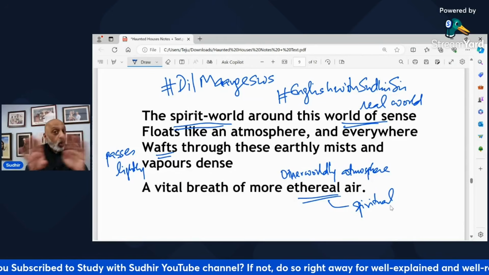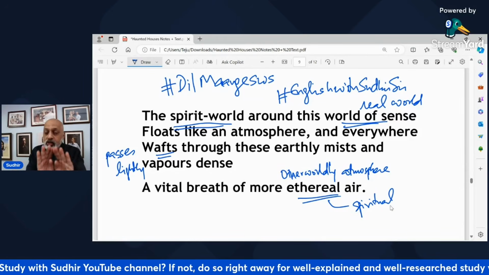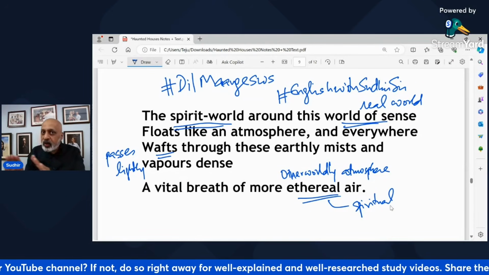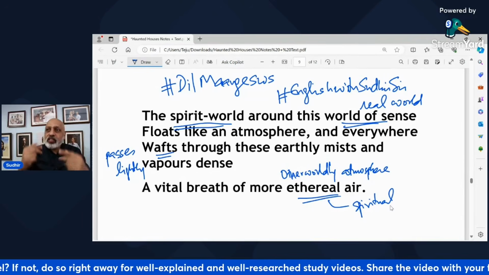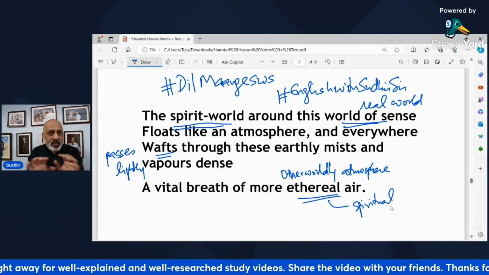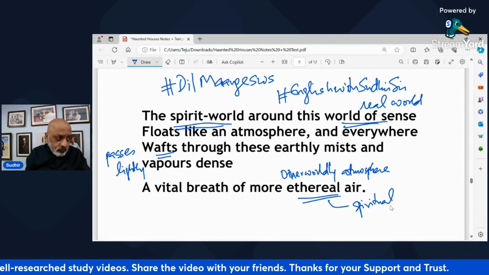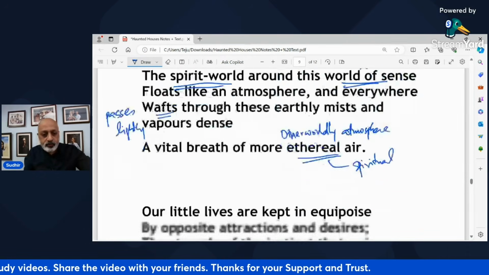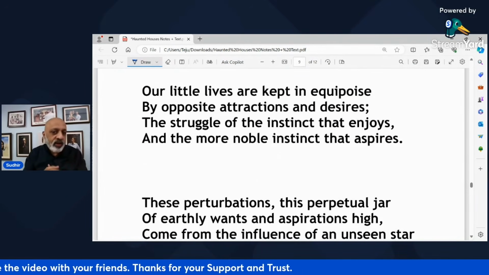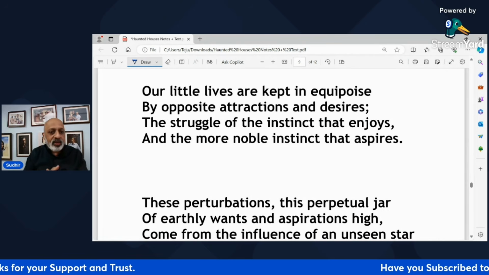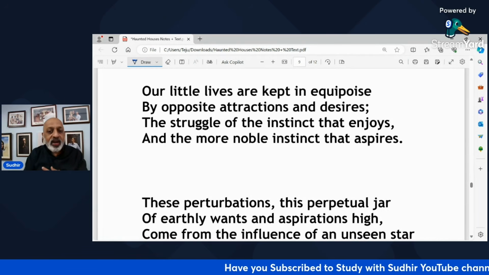I know this is all getting very abstract, so I'm trying to explain to you word by word so that there is clarity at least on what each line means, because your questions will be according to that only. It's not going to get more tough. Our little lives are kept in equipoise by opposite attractions and desires, the struggle of the instinct that enjoys and the more noble instinct that aspires.